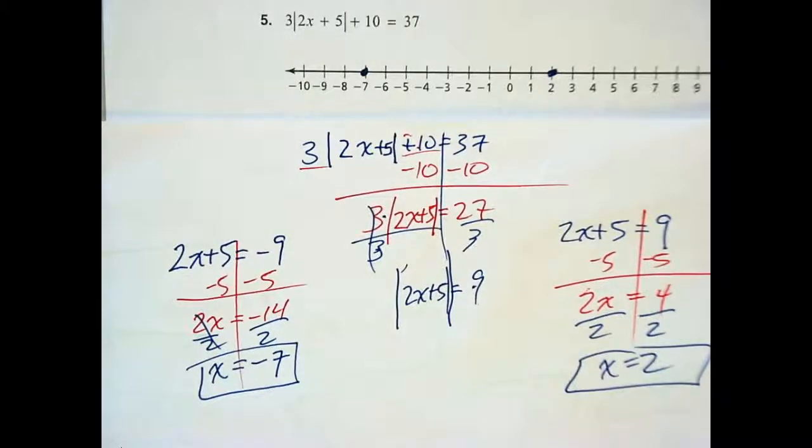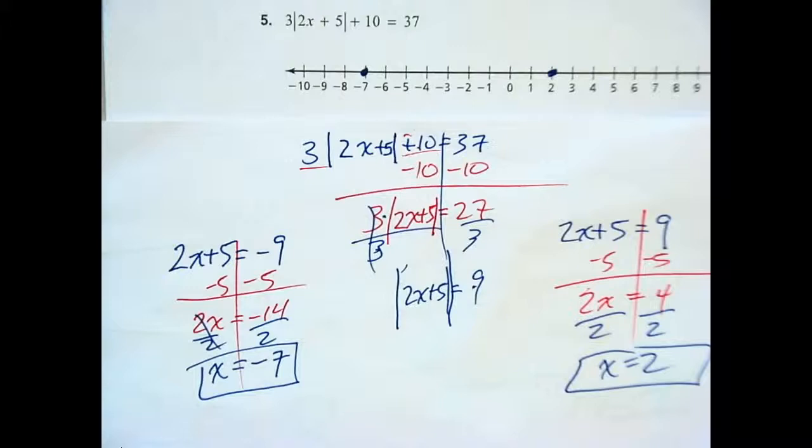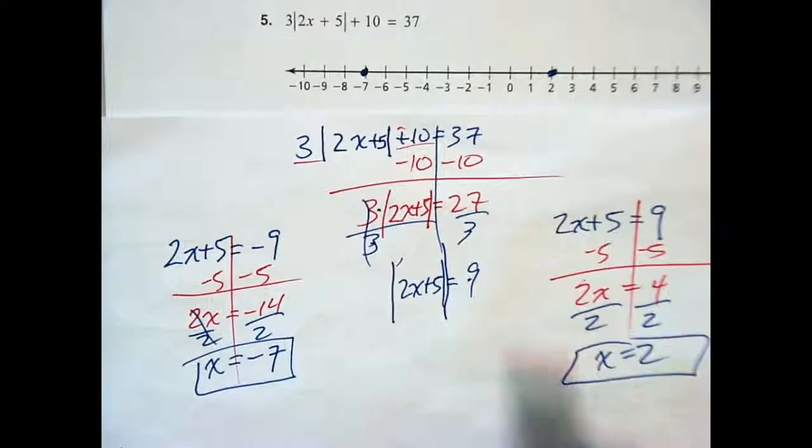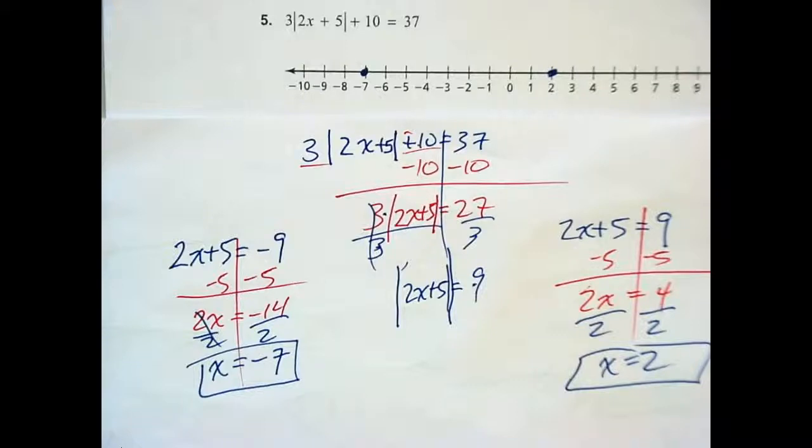Now, what that would mean is if you plug that in, you would find that both of those work. When I put -7 in, -7 times 2 is -14 plus 5 is -9, and the absolute value of -9 is +9. When I put 2 in, 2 times 2 is 4, plus 5 is 9, absolute value of 9 is 9.